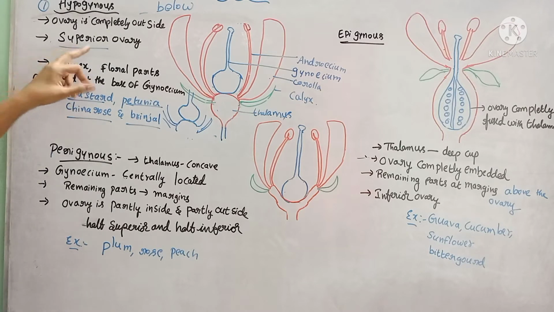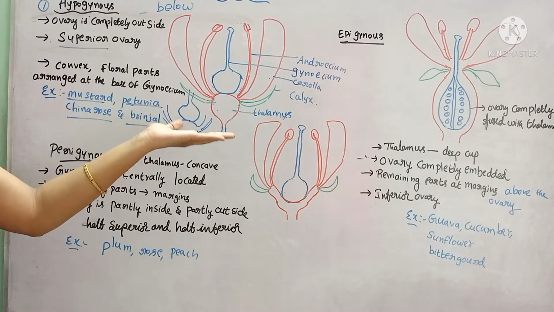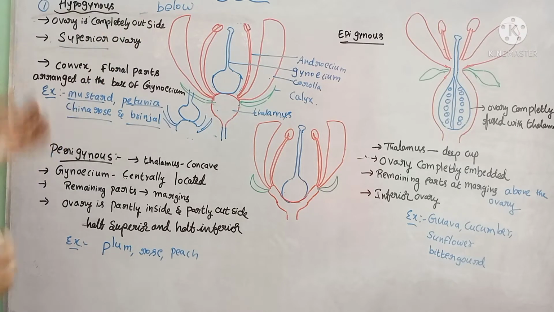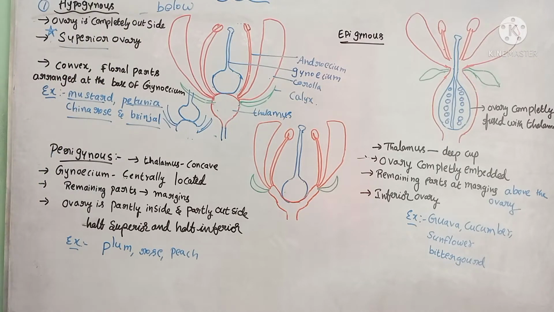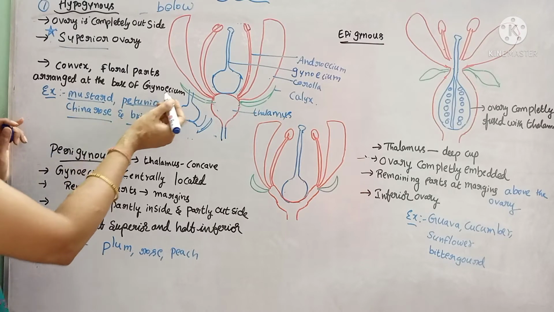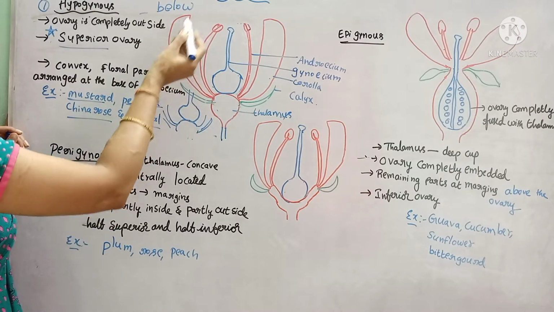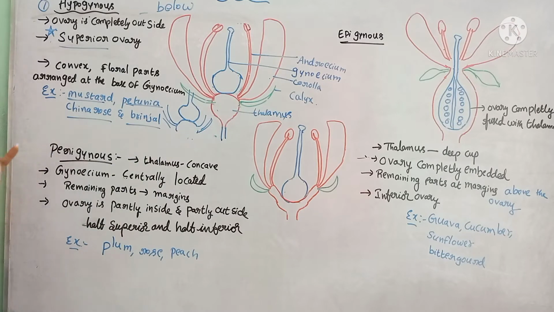And here, the ovary is superior, that is, present above. Hence, it is a superior ovary. What type of ovary is it? A superior ovary is present, and the floral parts are arranged at the base of the gynoecium. Hence, it is called hypogynous. Examples for this: mustard, petunia, brinjal and China rose. In these flowers, this kind of arrangement is seen on the thalamus.